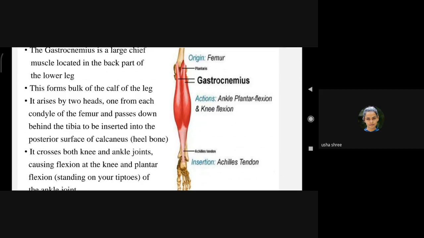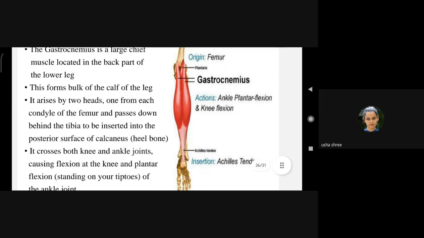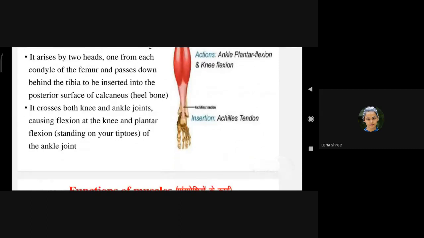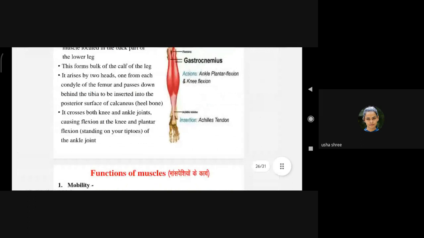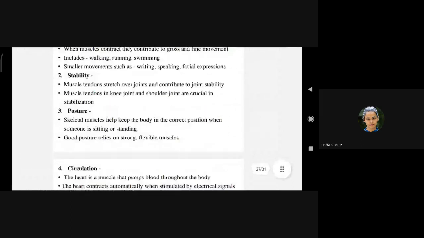This tendon is, I think, the strongest or longest tendon. This is the longest tendon of the human body, the Achilles tendon, which is the tendon of the calf muscle. It crosses both the knee and ankle joint, causing flexion at the knee and plantar flexion of the ankle. So, this is all about the muscles.